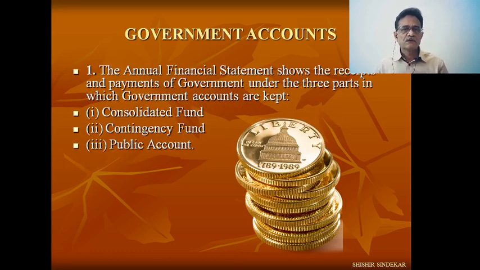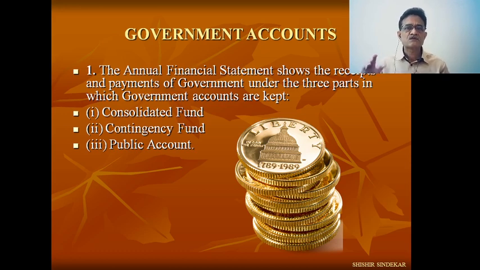Okay, going back to the basics, government accounts. There are three types of basic accounts. The budget is presented in different documents. The first one is the annual financial statement, which shows the receipts and payments of the government. The annual financial statement, that is the budget, shows the receipts and payments of the government under three parts. Which are those three parts?